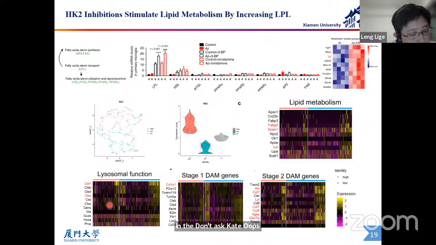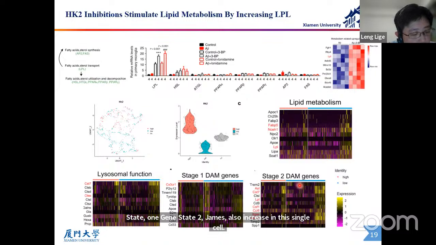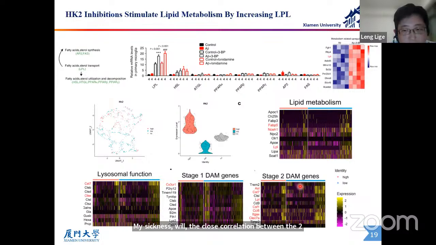Expression of genes related to cellular homeostasis, lysosomal function, and DAM stage 1 genes and stage 2 genes also increased in this single cell RNA sequencing, revealing the close correlation between the conversion of energy metabolism and microglia's functions.